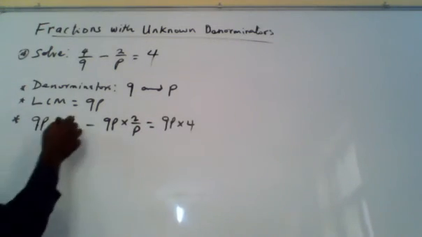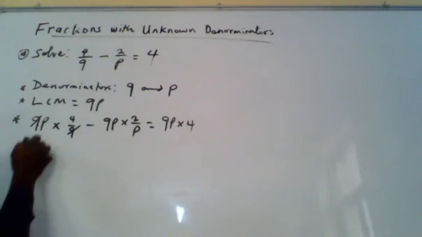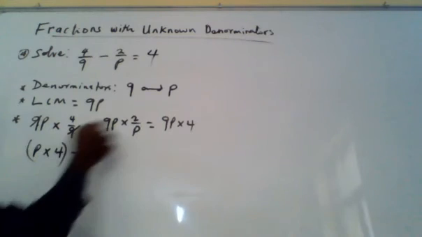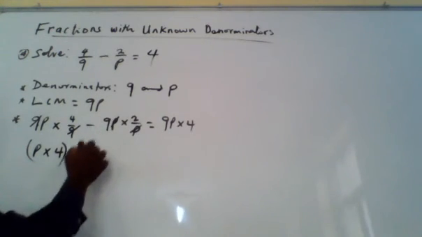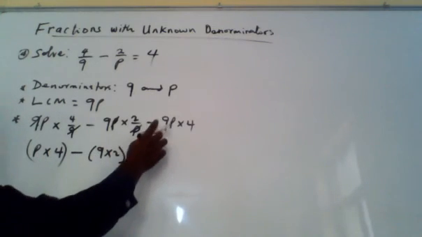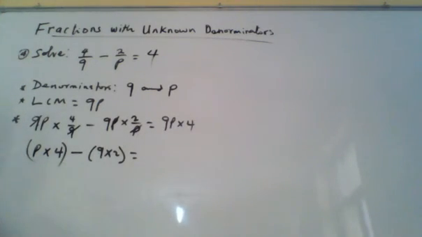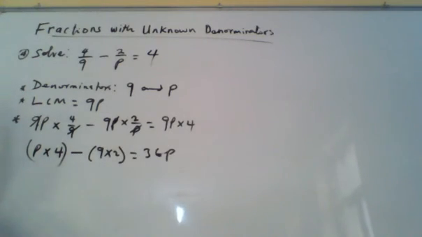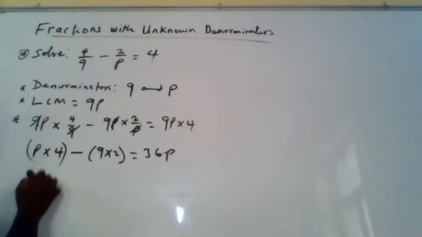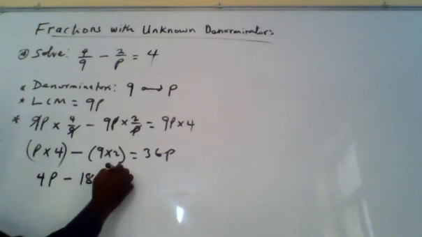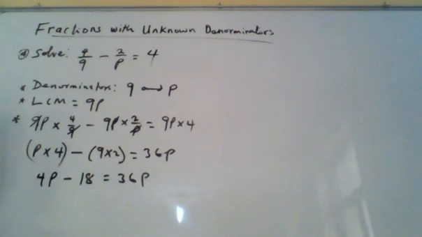Okay, 9 cancels 9, I'll have p times 4 minus, p cancels p, I have 9 times 2 equals 9 times 4, that is 36p. Okay, then that will give me 4p minus 18 equals 36p.